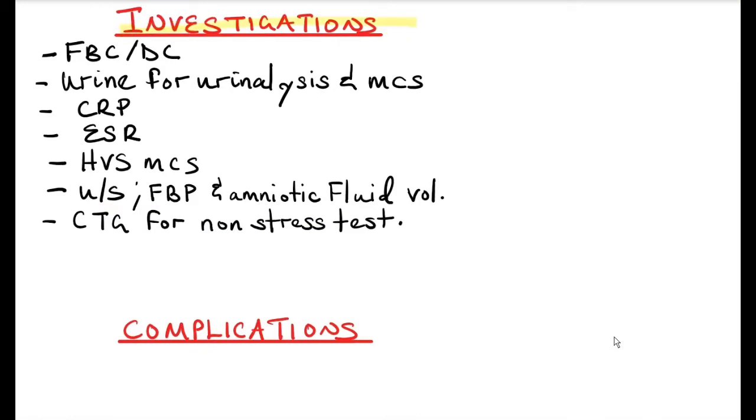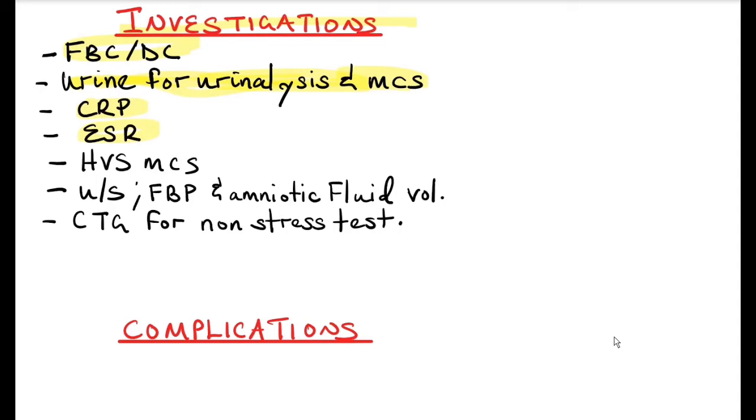Investigations you can do in PROM and PPROM. A full blood count or differential count to look for leukocytosis. Urine for urinalysis, microscopy, culture and sensitivity, in case there's an organism growing there or there's a urinary tract infection associated with the PROM. C-reactive protein and erythrocyte sedimentation rate.